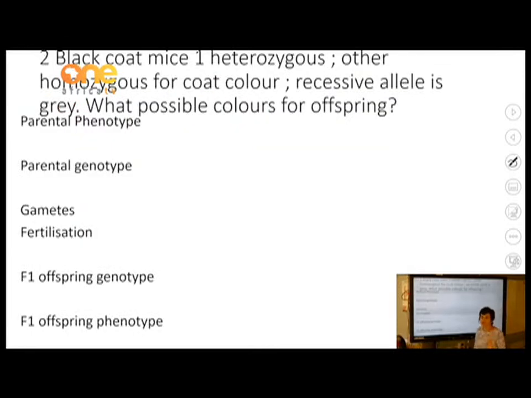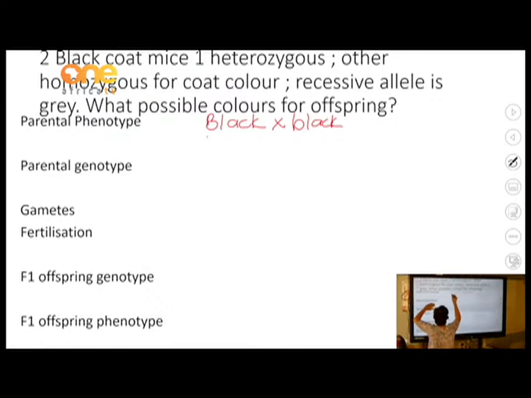Good. So, let's take a problem. Two black mice, one heterozygous, the other one homozygous for coat color. Two black mice. The recessive allele is gray. What possible colors for the offspring? I will start with the parental phenotype. It is black that crosses with black. The one is heterozygous, and the other one is homozygous.